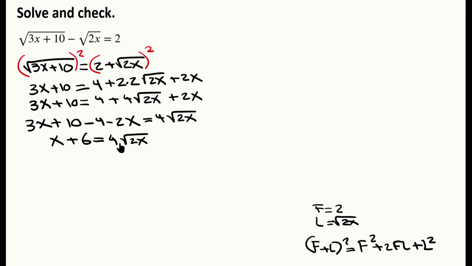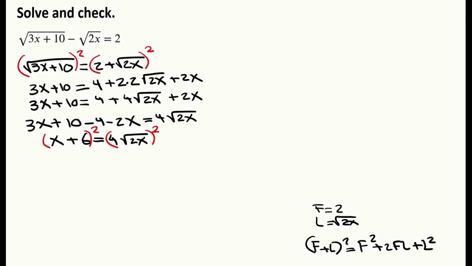No need to try to get rid of that 4 because that's going to create fractions. We'll just go ahead and square with the 4. So now we're ready to go ahead and square both sides again. And this time we'll be able to get rid of all radicals.